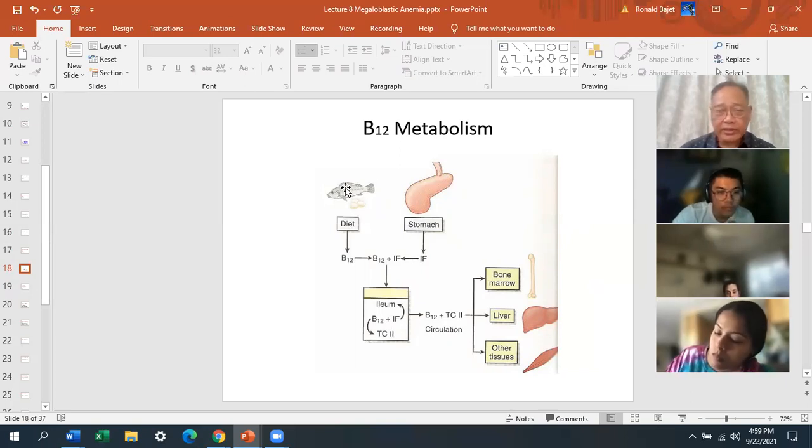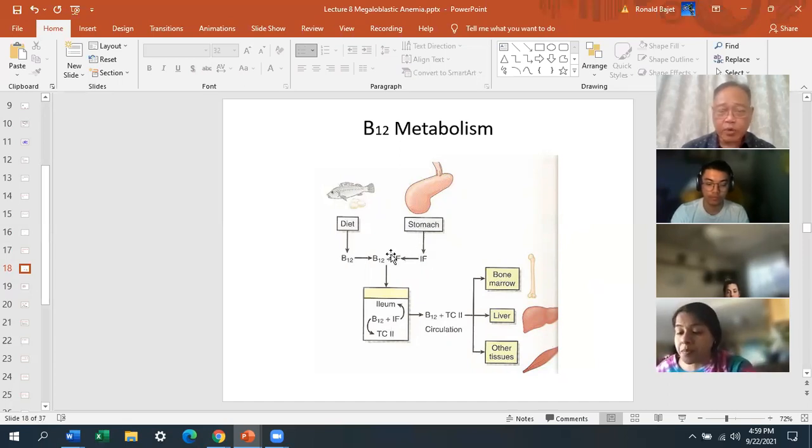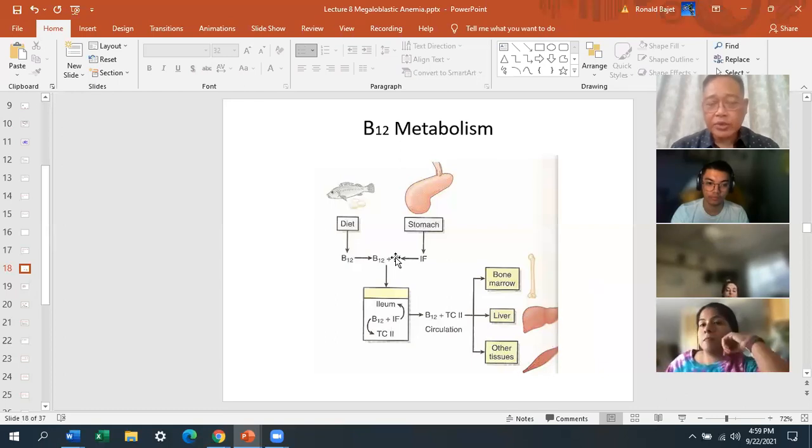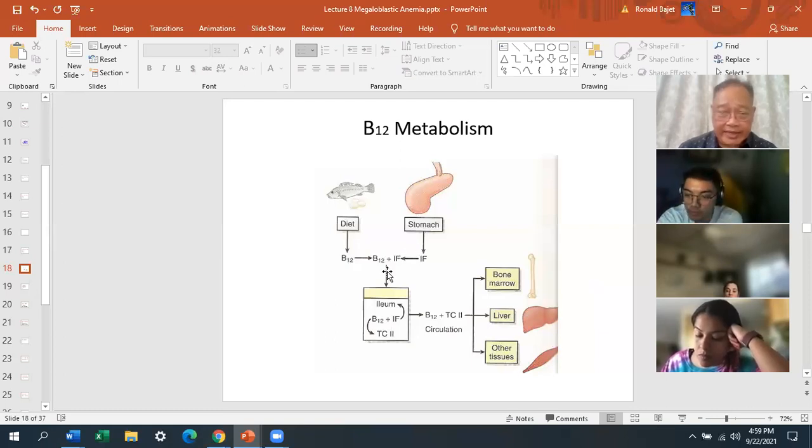So you eat some fish, it goes to your stomach, and what happens is your B12 and the intrinsic factor will form a complex, the B12 intrinsic factor complex. They'll bind to each other, okay? B12 and intrinsic factor will form a complex. Okay, so it goes from the stomach and it goes down to your intestine.